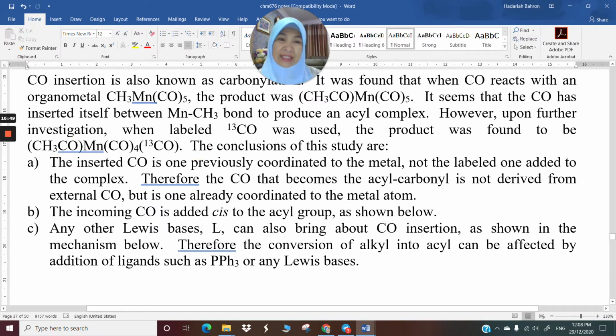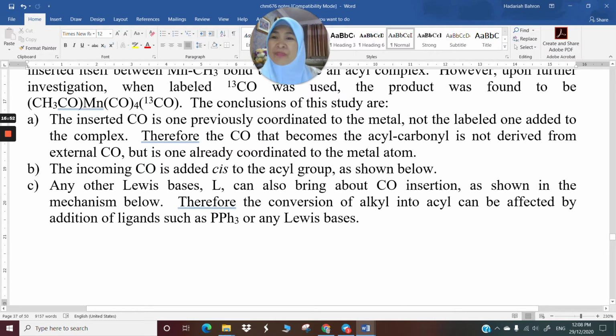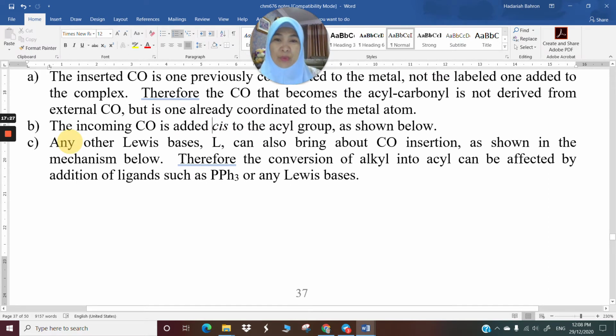The conclusions of this study: one, the inserted CO is one previously coordinated to the metal, not the one that is labeled and added to the complex. Therefore, the CO that becomes the acyl carbonyl is not derived from the external CO, but is one already coordinated to the metal atom. So that is the first conclusion. The second conclusion is the incoming CO is added cis to the acyl group, as shown in the diagram next. And the third and most important conclusion is that any other Lewis bases, not only CO, can bring about CO insertion, as shown in the mechanism below.